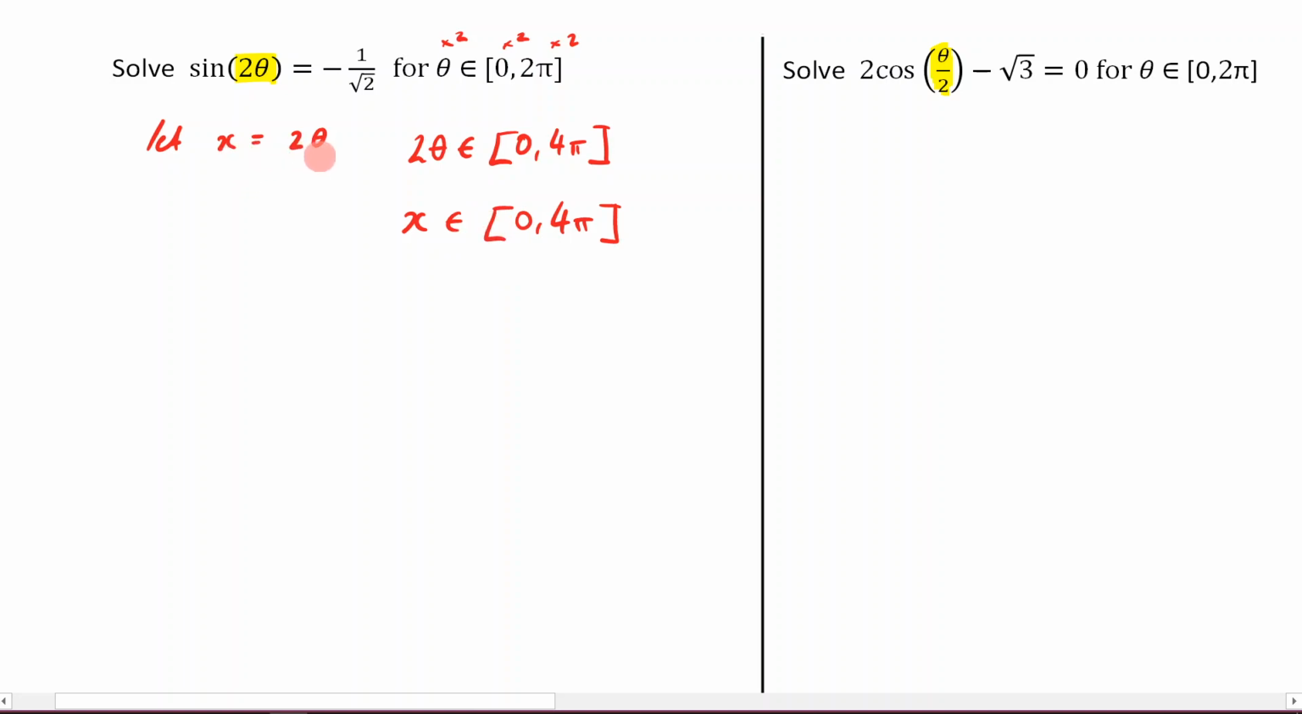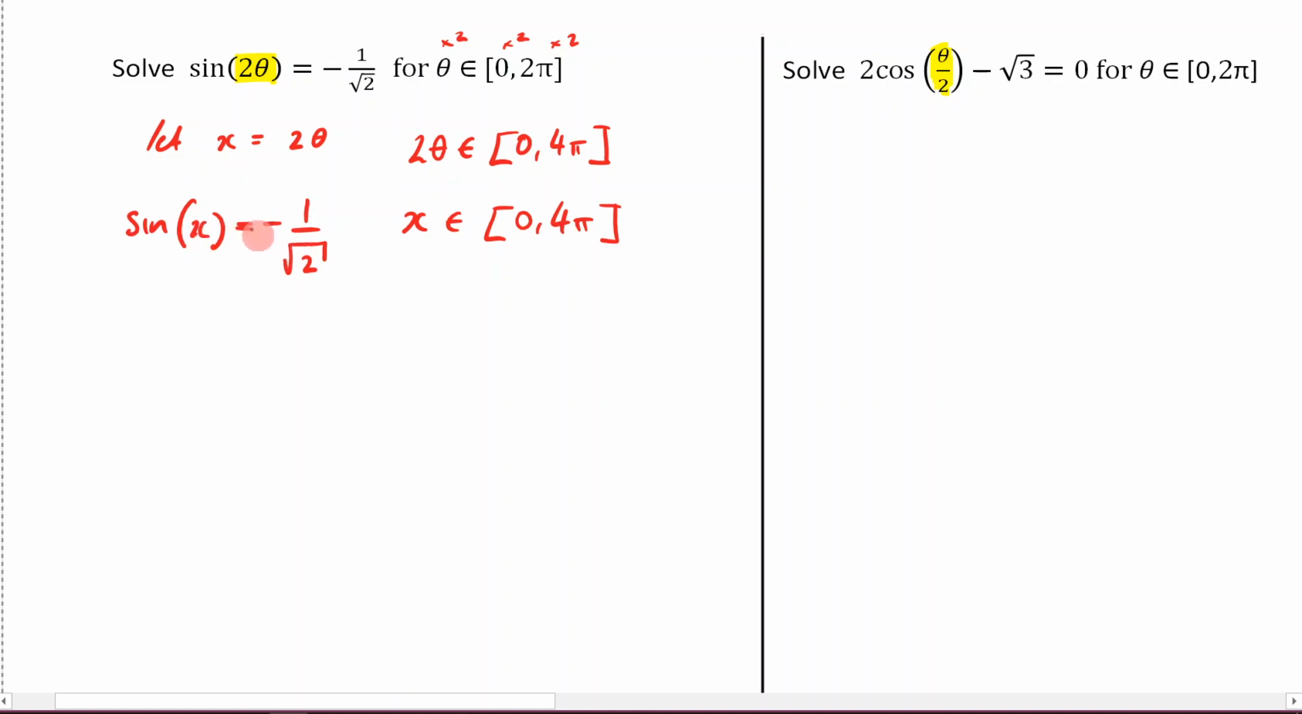Then, if I know that x is equal to 2 theta, I can now rewrite this as sine of x is equal to negative 1 on the square root of 2. And just like that, I can now deal with this. This is just like doing any other question. And hopefully you can see what we've done here. By extending the domain, we know that we're going to get 4 solutions for a question like this.